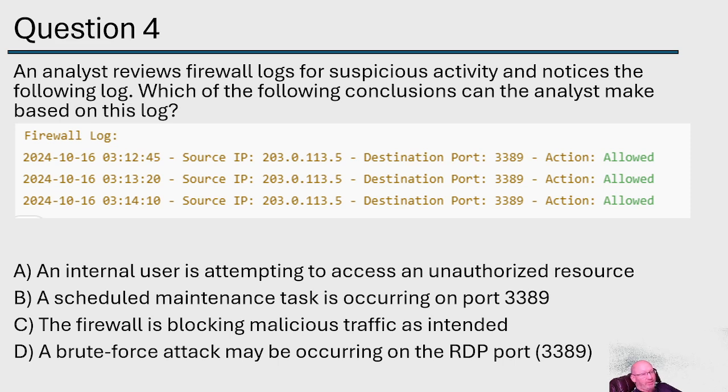A firewall is blocking malicious traffic as intended, or a brute force attack may be occurring on RDP port 3389. What do you think on this one? It's going to be either C or D.